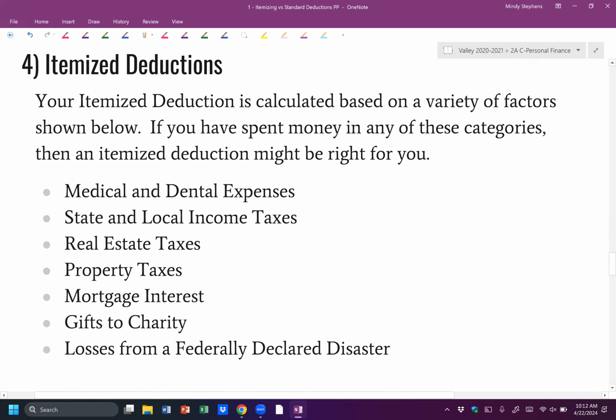So, I just want you to write down these bullets, these categories. You don't have to write the whole paragraph at the top. So these are the things that go under itemized deductions. If you spent money in these categories, then you might want to itemize your deductions. So you're just writing these things down. I want you to write all of them. So make sure you write every one of those down.